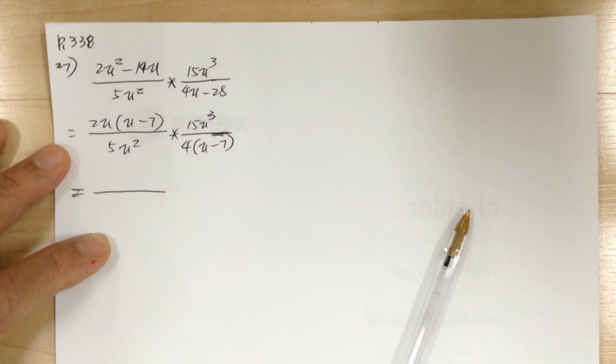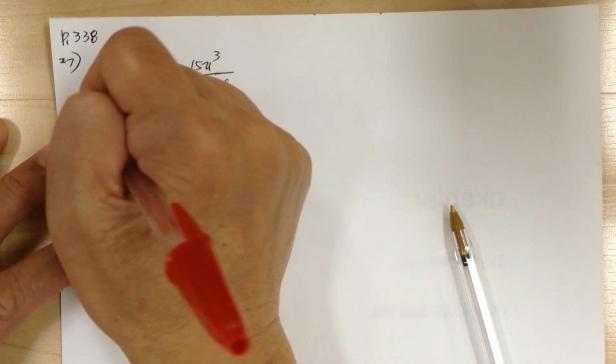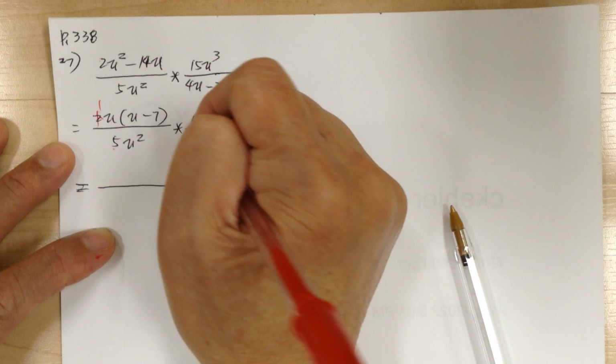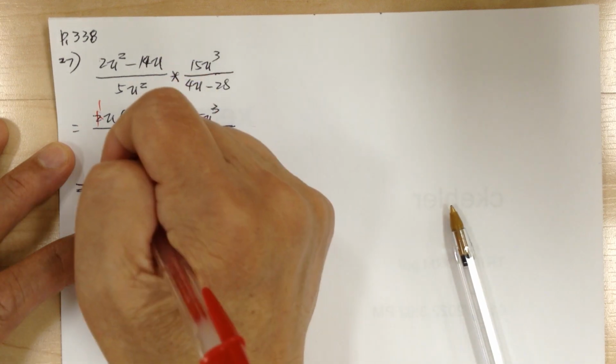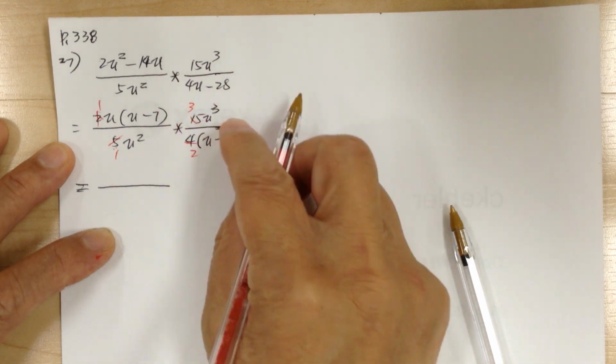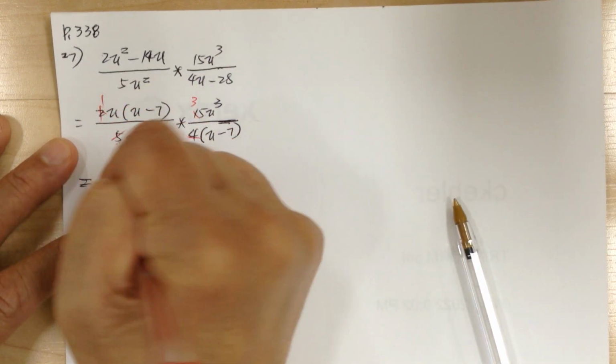Okay, so let's go and cancel things out. So just go down to this. So 2 and 4 cancel, you got 1 and 2, and 5 and 15. So I'm doing the number first. So 5 and 15 cancel, so you got 1 and 3. And so that's it for the number, so I get 3 over 2.